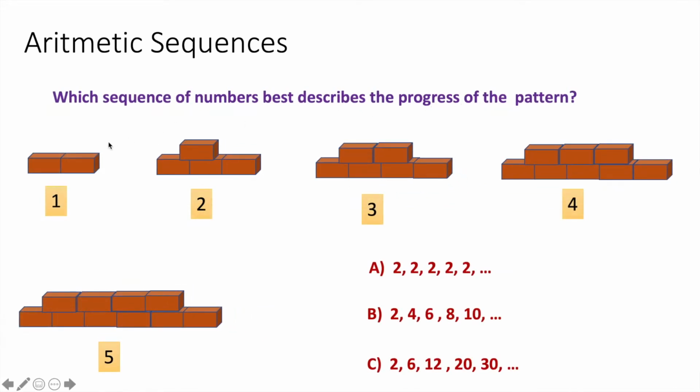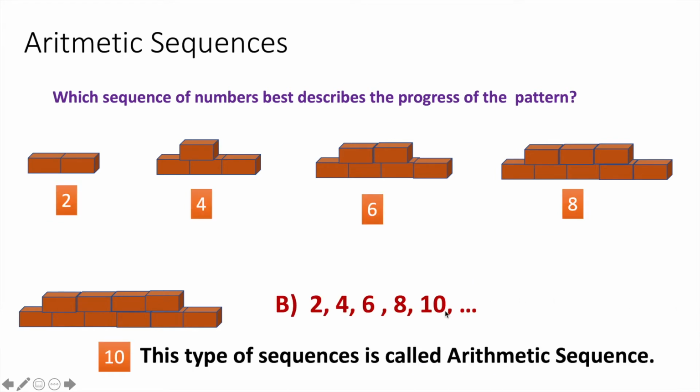We ask a question now: which sequence of numbers best describes the progress of the pattern, which is the progress of the number of bricks on the wall? You have 3 sequences here, A, B, and C. Choose one of them that best describes the progress of the pattern. So it's sequence B. 2, 4, 6, 8, 10. That's the number of bricks each time.